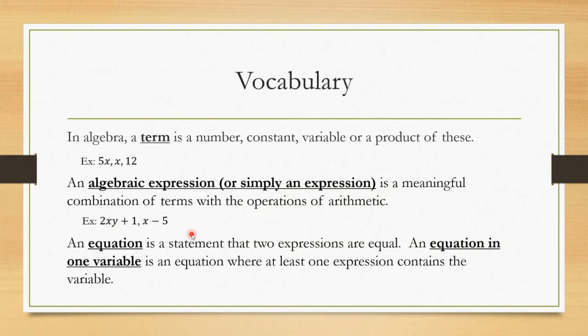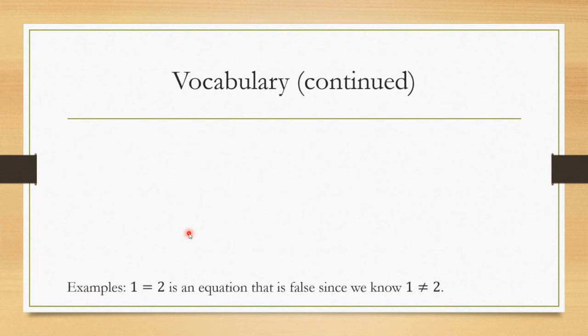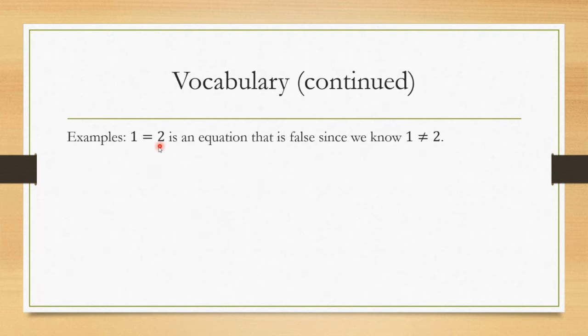Now, an equation being a statement, that means it can be true or false. You can have an equation that's false. I think we'll see some in a second. Like this one, for instance. This is technically an equation. 1 and 2 are terms. But this equation is false, though. We know 1 is not equal to 2. It's not the same thing. So because of that, this is a false equation. So equations could be true or false.